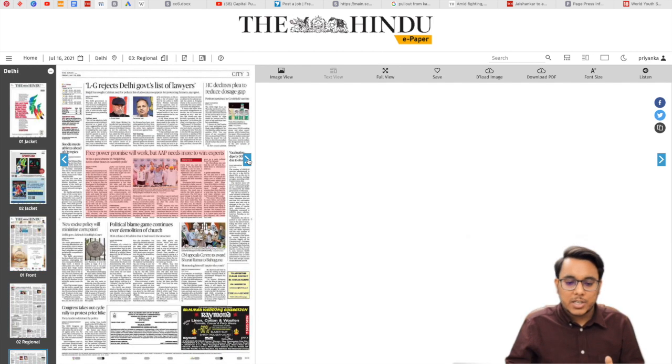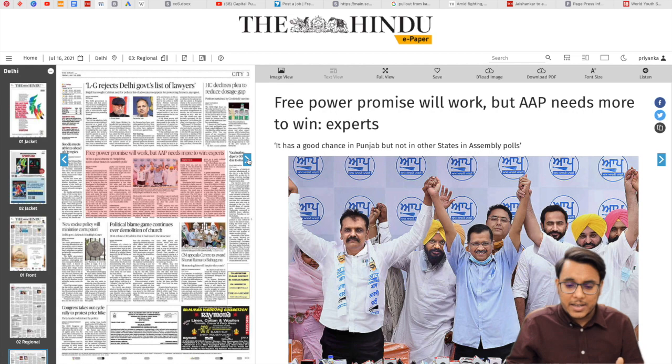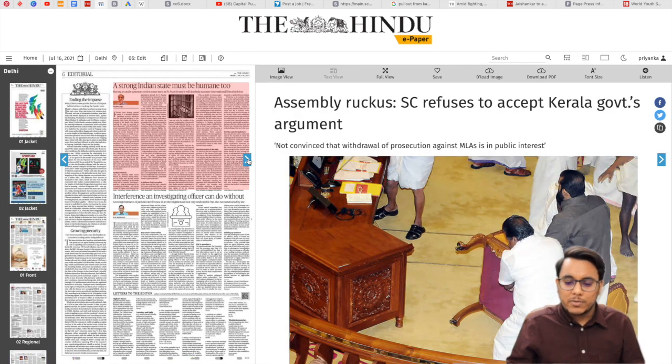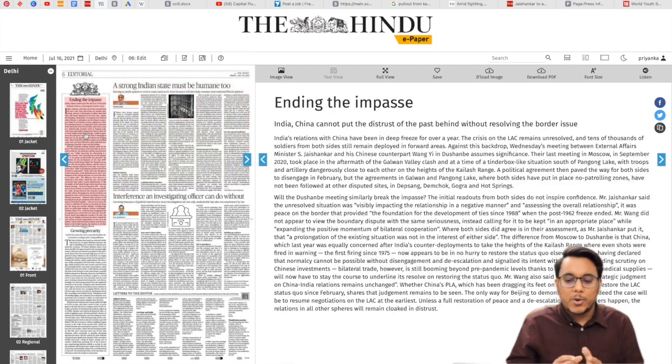Then the city section is there, which is where the regional news is. Now, much of the important news is not there. You can completely skip this particular area. Then we reach the editorial page. Now this particular editorial is talking about the India-China impasse which is going on.